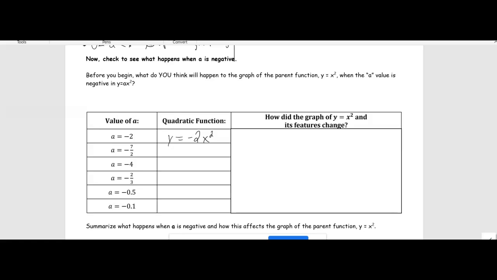And when we have that negative coefficient, so if a is a negative number, the graph is upside down. Now notice, it was also squeezed when the 2 is bigger than a 1. So we also still squeeze that thing. So it's a tighter looking graph.